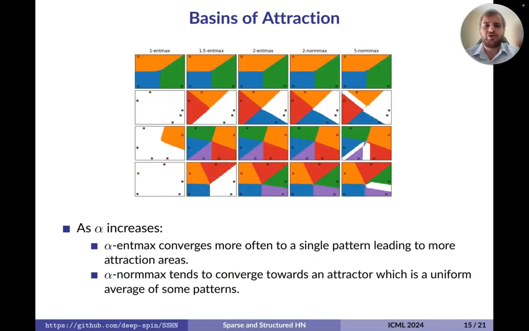Here we show basins of attraction for each memory point, and we can see a similar behavior to the previous plot, but here it's more evident the presence of more attraction areas with colors as alpha increases for alpha-entmax. 2-normmax has a similar behavior to 2-entmax, and in 5-normmax we can see the white areas where there are no attractors in the areas between the different patterns.